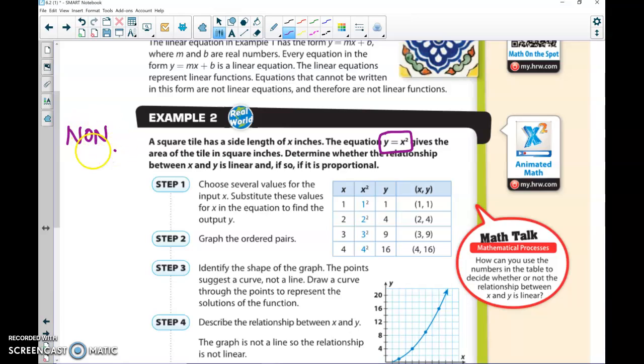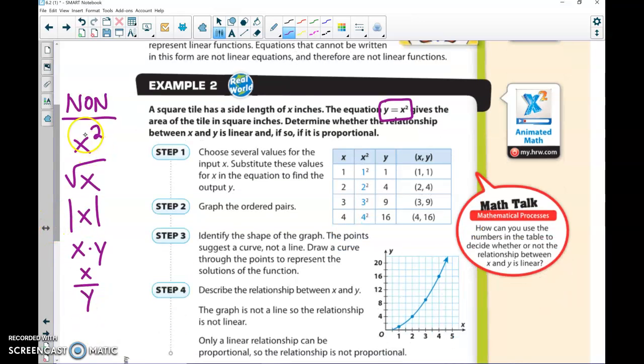There's some ways to tell if it's nonlinear. So I'm just going to tell you how it's nonlinear. And if it doesn't break one of these rules, then it's going to be linear. The first rule we're going to talk about is it's nonlinear if it has an x squared, which this one does. So I just gave you the answer for this one. This one's not going to be linear. Another thing it can't have to be linear is a square root of x. It can't have an absolute value of x. It can't have an x times a y in there. And it can't have an x divided by a y. So if you see any equations that have any of these 5 things in there, it's non-linear.